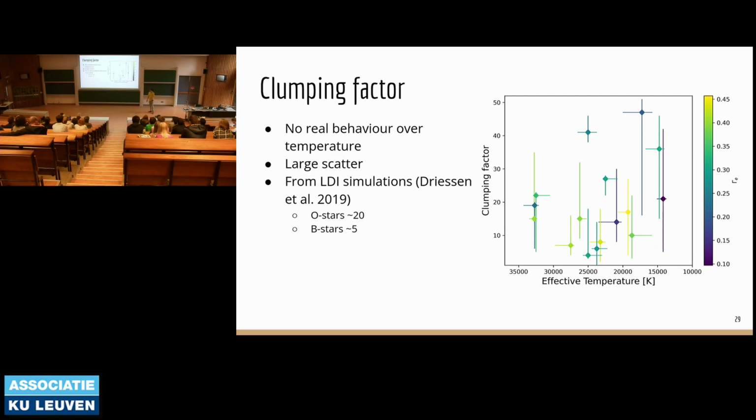You could try and compare with some theoretical modeling, from Florian Driessen, who modeled O stars and B stars, and figured out that if you use LDI, you would expect the clumping factor of O stars to be about 20, of B stars about 5. These are the 3 O stars in my sample, even though they were at some point defined as B stars, but now they're O stars, so that's why they're in the sample still. Are they about 20? Maybe. The error bars are huge. I wouldn't really say so. Is this about 5? The scatter is huge. I don't really think we can conclude anything about the clumping here.